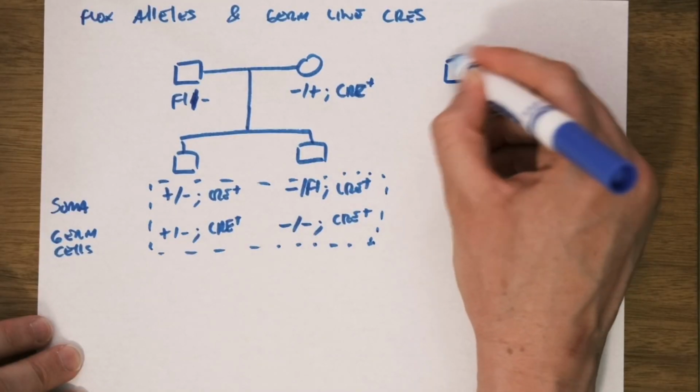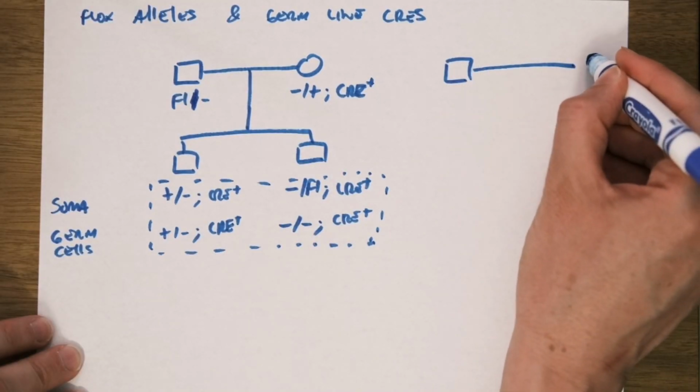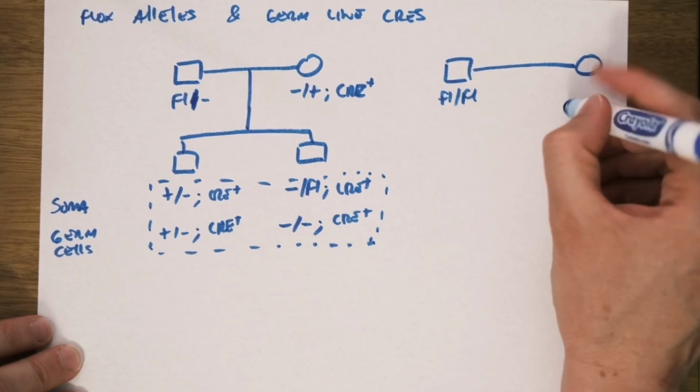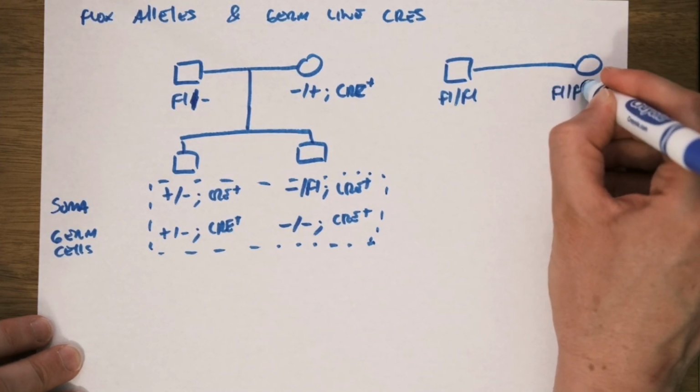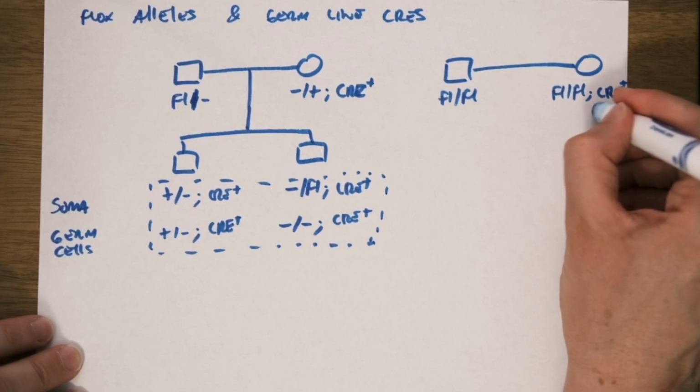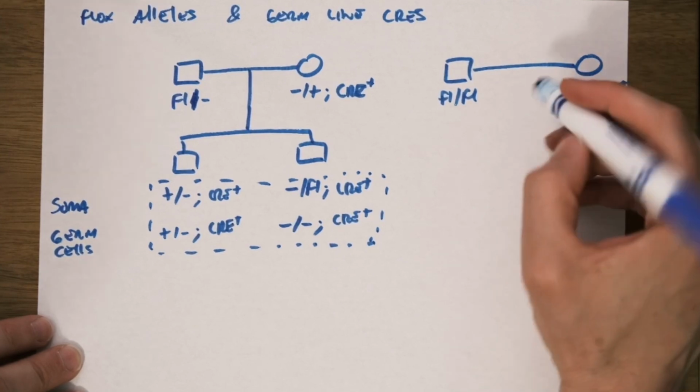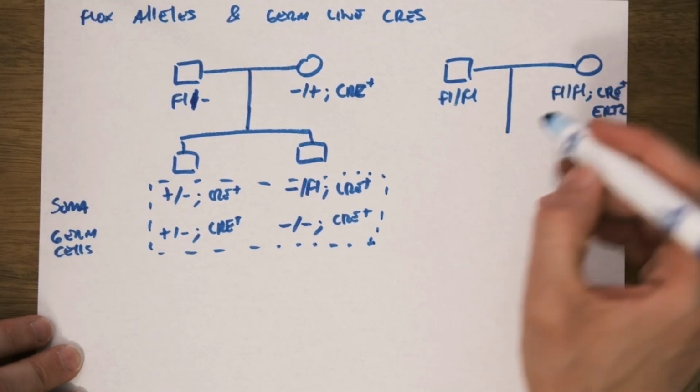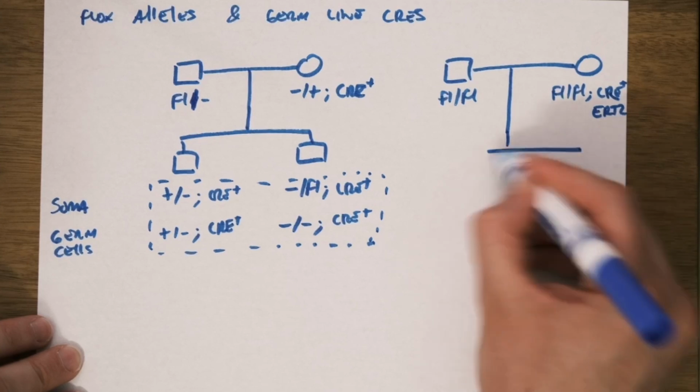There is a way, however, to use inducible Cres. Let me show you how this works. You will have a male, for example, that is Flox crossed to a female Flox, and we have a Cre that is inducible. Here usually the ERT2-Cre is used. And then you will have again a similar situation.